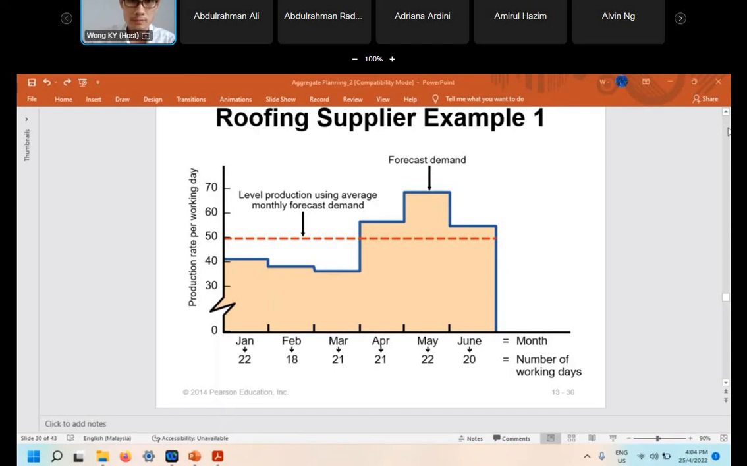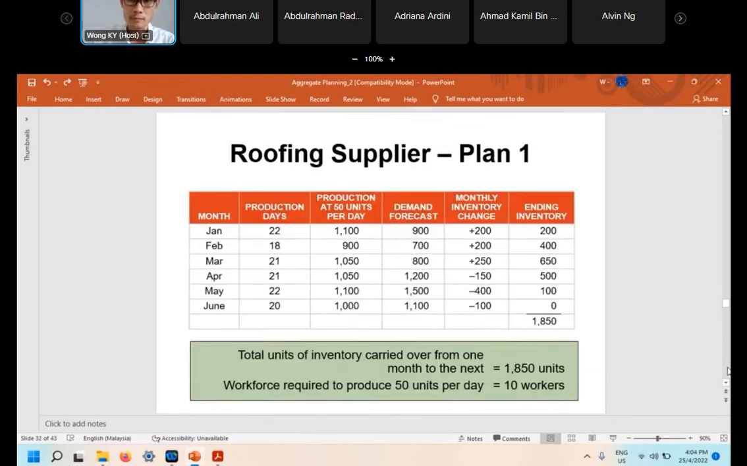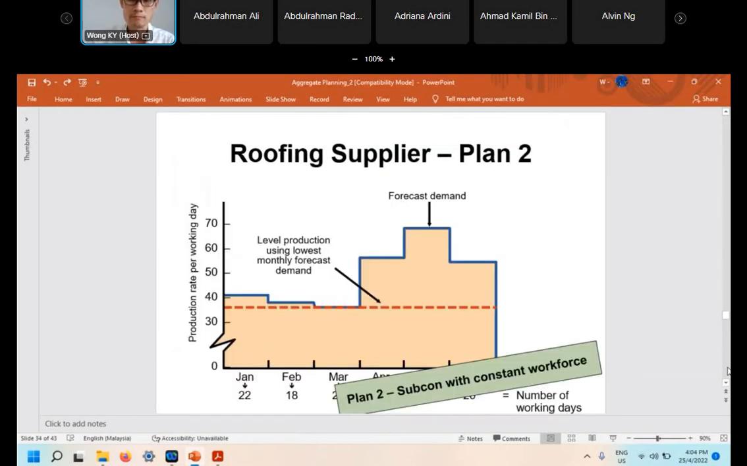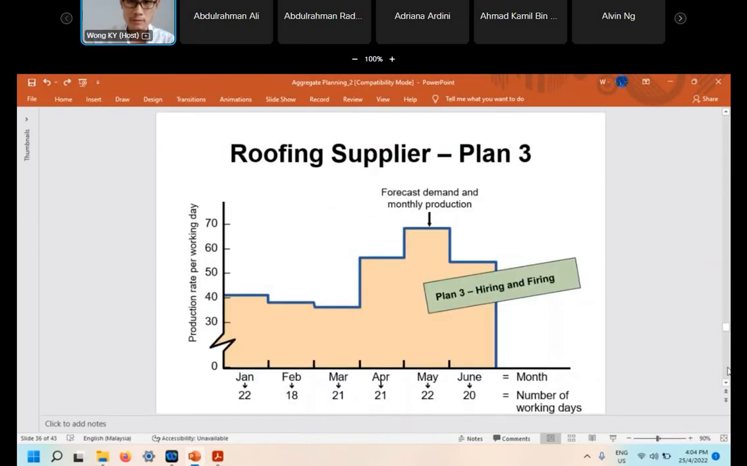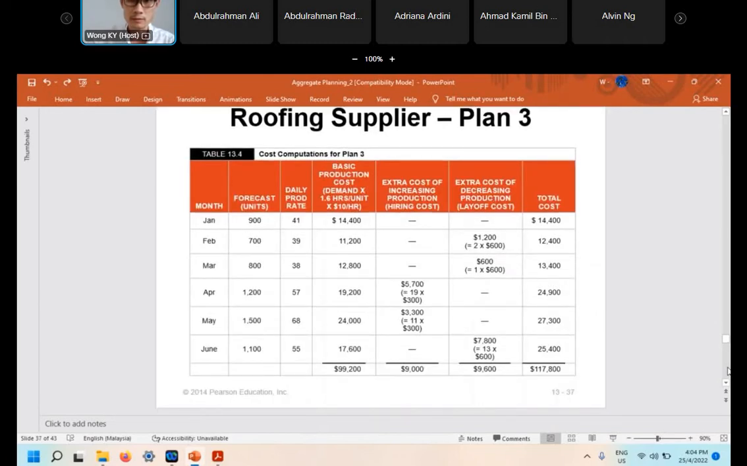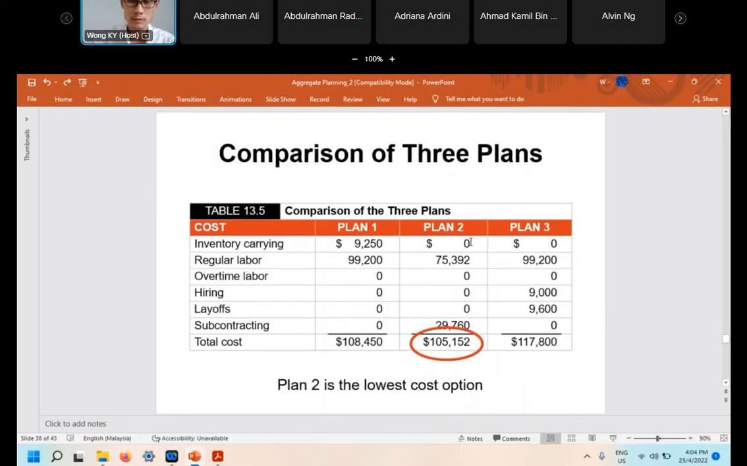This is the graphical approach to aggregate production planning. From this graphical approach, if you remember, we can apply the level strategy, a mix strategy if you want, or the chase strategy. From all these strategies, later we can calculate the total cost of each strategy and then see which strategy is the best. So that is the graphical approach.